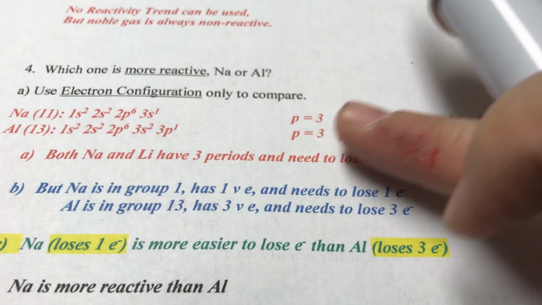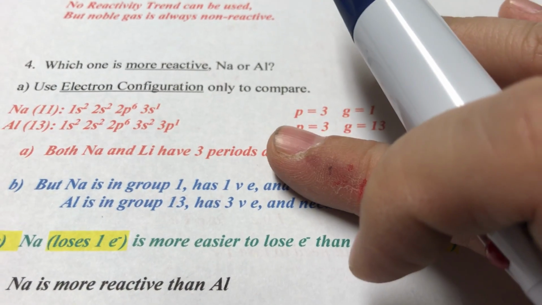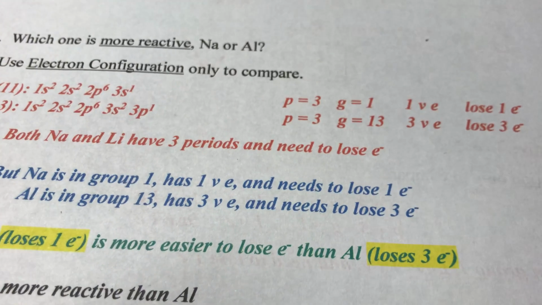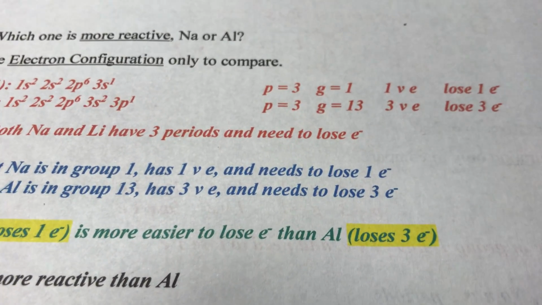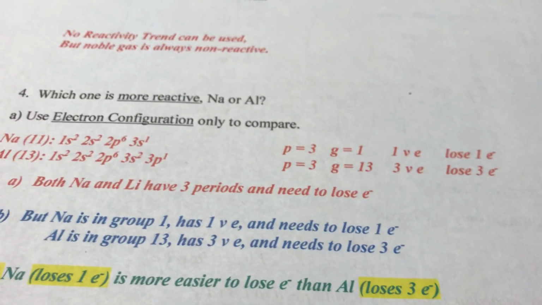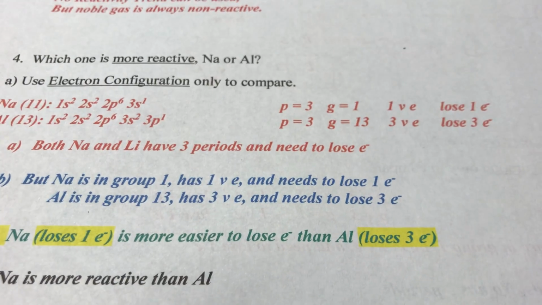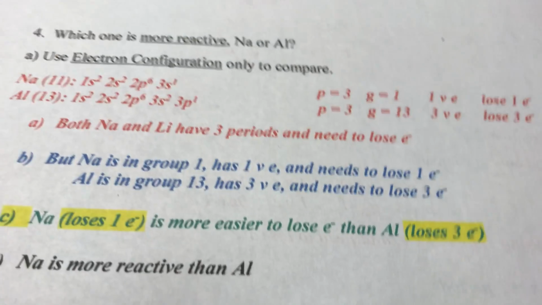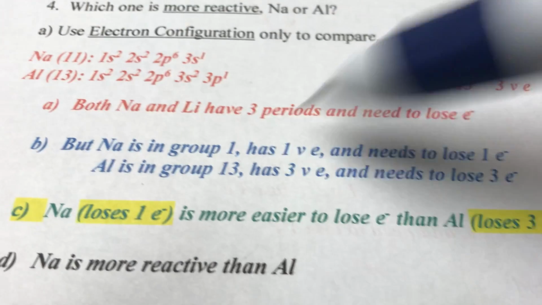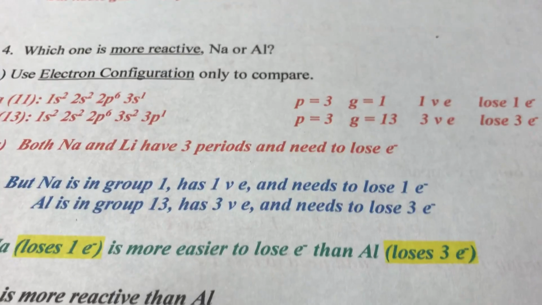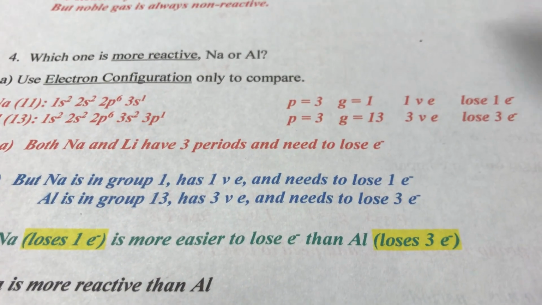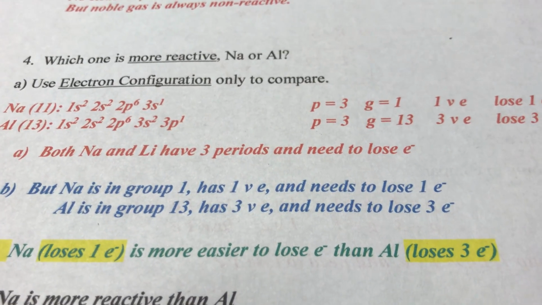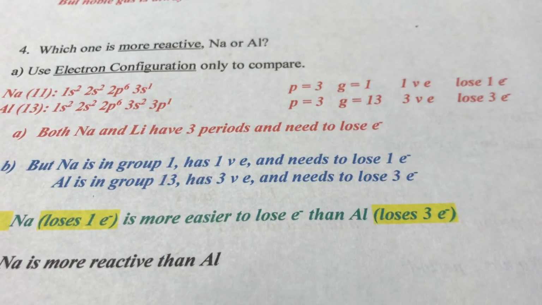Now some people ask why we need to write need to lose electron? Because they both do the same job. They both lose electron, but one loses only 1, one loses 3. That would be different. So we do still have to say they both lose electron. That's what they're similar. Now part B, but there's something different. What's different? Na is in group 1, has 1 valence electron and needs to lose 1. Al is in group 13, has 3 valence electron, now wants to lose 3. That will be something different.